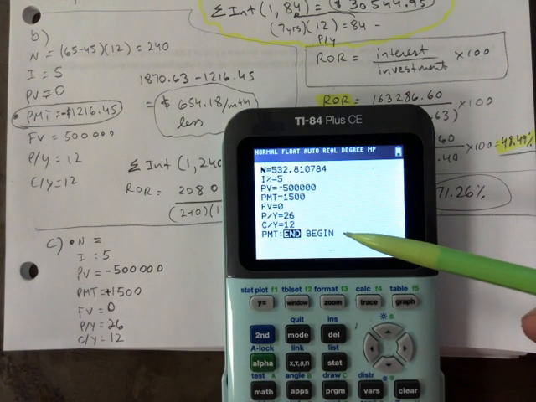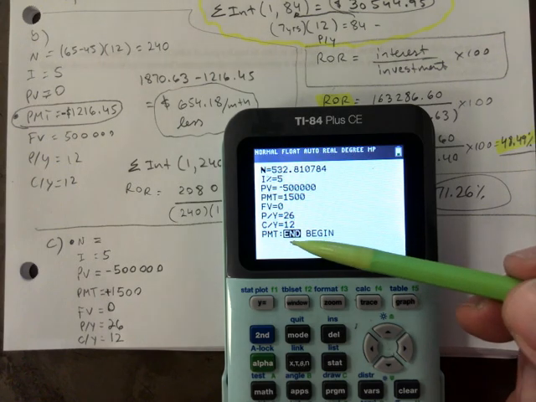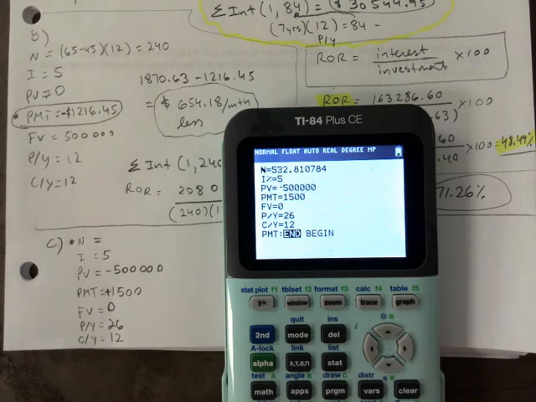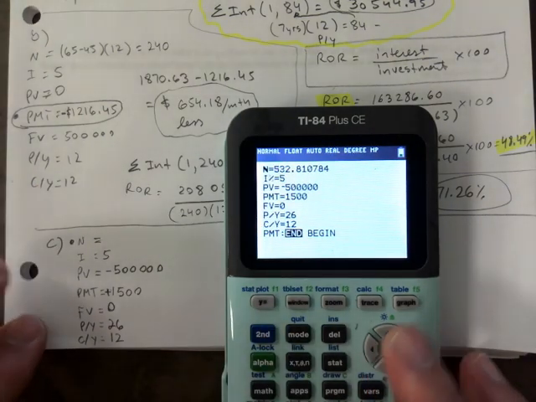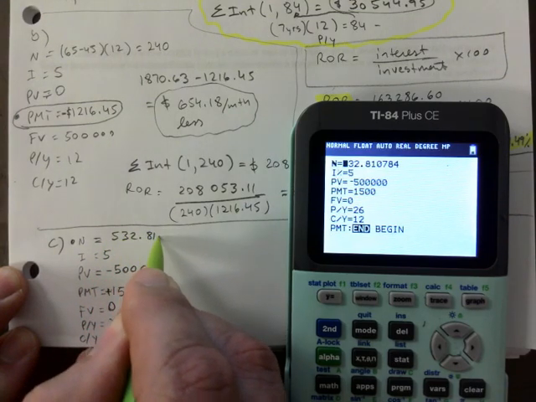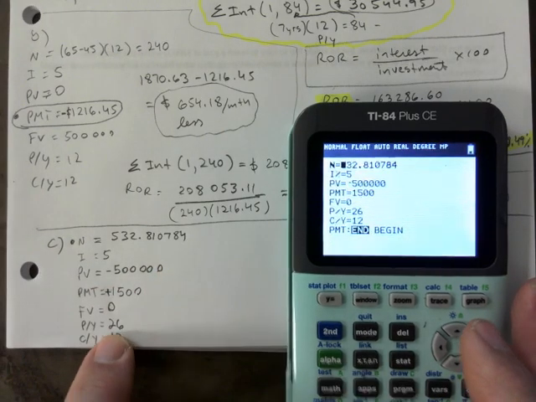It depends on whether you're making your deposit at the beginning of the month or at the end of the month. So it's slightly different, just like dollars and cents. We just have it on end, and then we all have the same answer. So we get 532.810784. We know that that's bi-weekly periods, right?